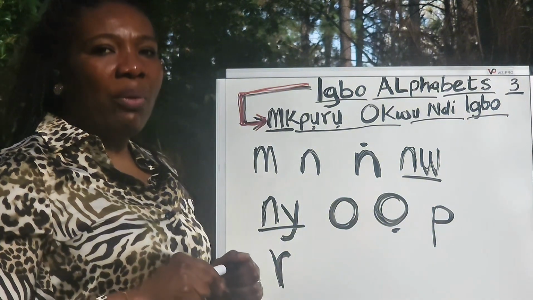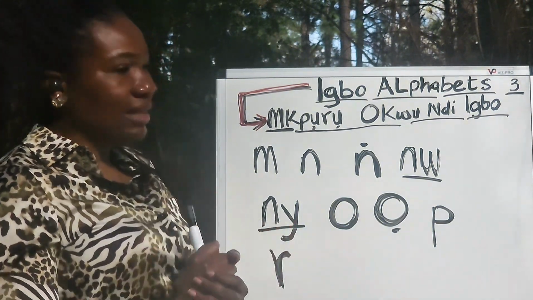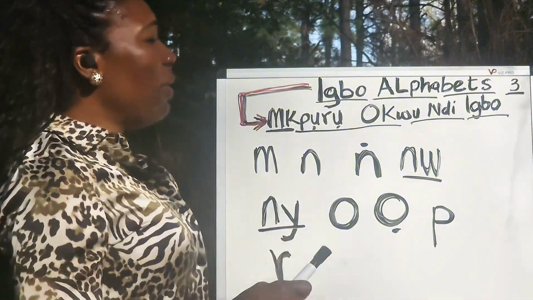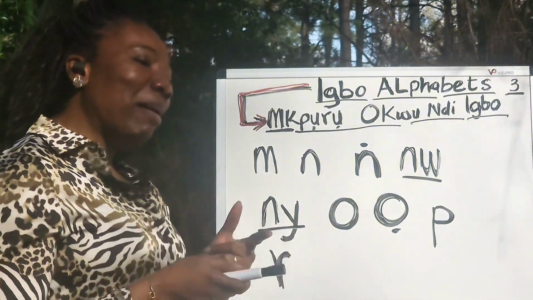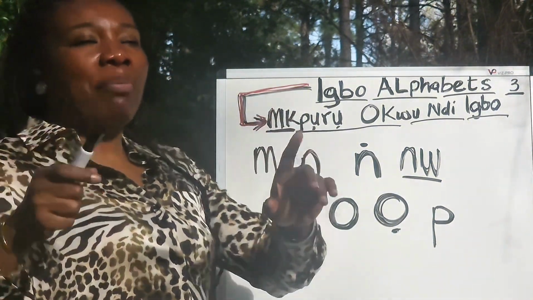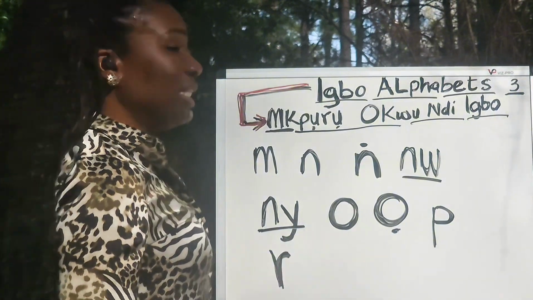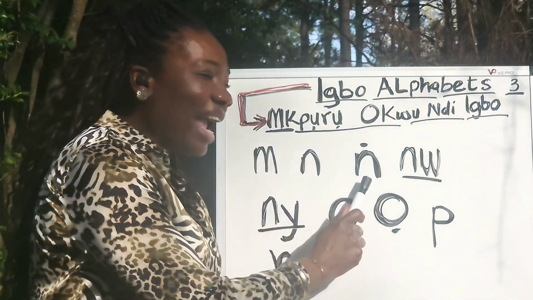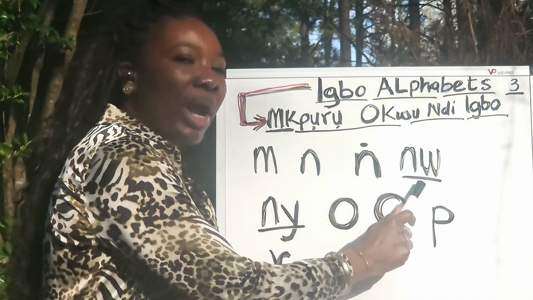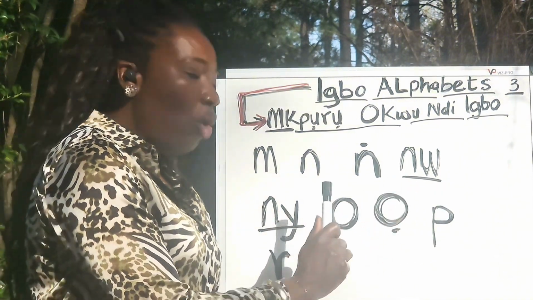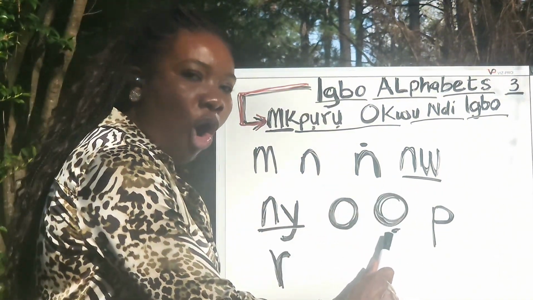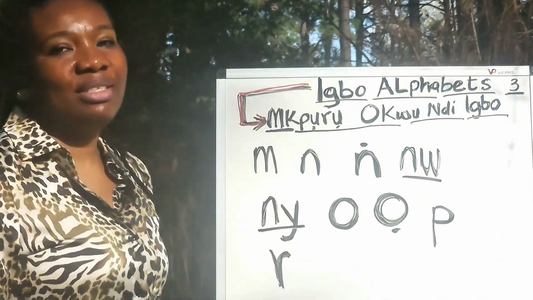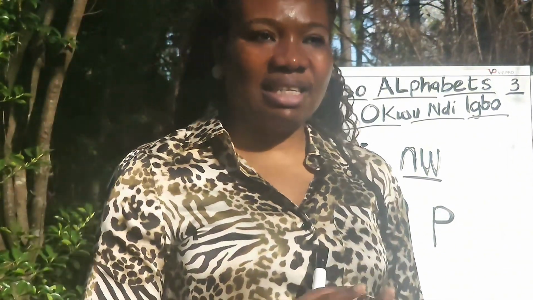So this is where we are going to end today's lesson on Igbo jingles with Oidia. But before we wrap up today, let's do a recap of what we did today, which is Me, Ne, Nge, Mwe, Nye, O, P, Re, and that's where we are going to end today's lesson.